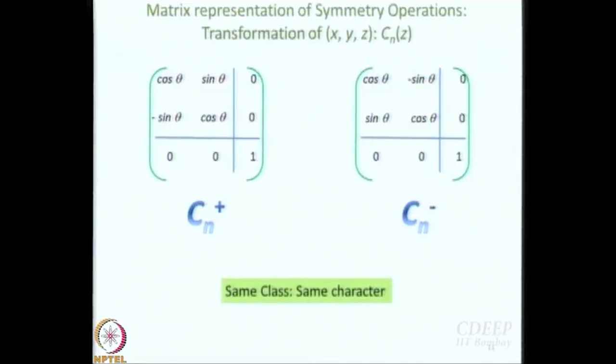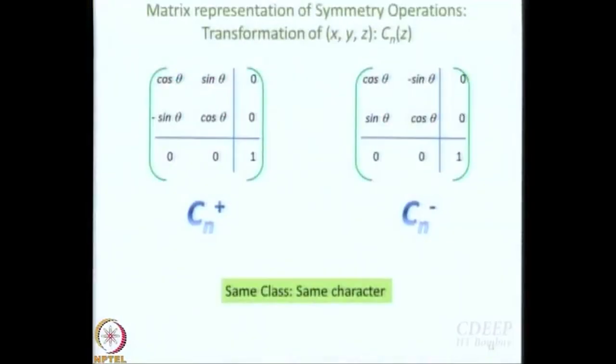So the point I am trying to make is that when you have operations of the same class, then they have the same character. Cn plus and Cn minus belong to the same class. It is just rotating this way or the other. Right? Same axis. They belong to the same class. See, they have the same characters. This is a point that we will come back to later on once again when we have a little more insight about character tables. So, the other point of course that comes out is that characters can tell us a story. Okay? And characters being invariant, perhaps that is why they are called characters.